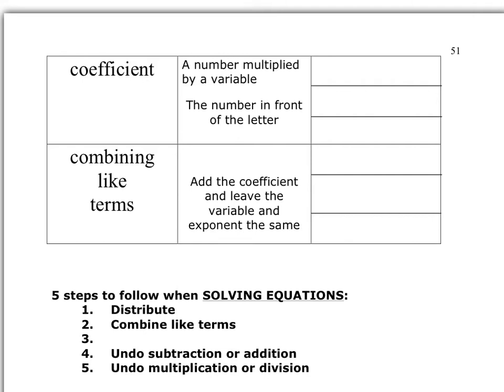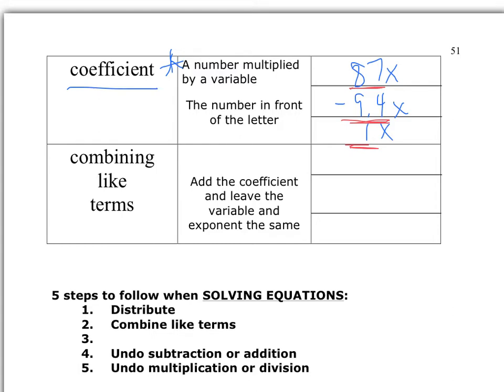There are two big terms that you need to know in this section. The first is coefficient. A coefficient is a number multiplied by a variable, and the number is in front of the letter. Some examples would be 87x, or negative 9.4x, or even 1x. Your coefficient is always going to be the number located in front of your variable. So that is what a coefficient is.